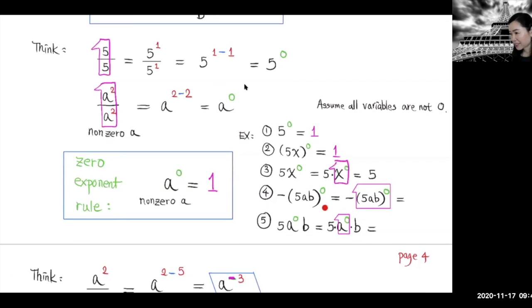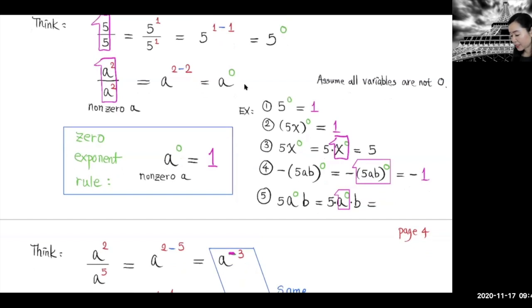The next one over here. Remember, this exponent only applies to the base inside the parenthesis. So what does that equal to? Negative 1. Because this part here is a 1, and then there's this negative sign in front. So it is negative 1. What about the next one? 5b, right? Because this exponent only applies to this a. So a to the 0 power is 1, and 5 times 1 times b is 5b.